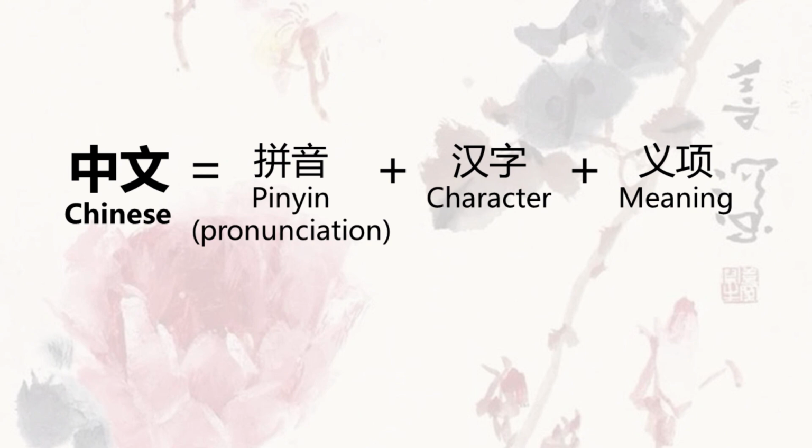So to learn Chinese, you will have to learn Pinyin, the pronunciation, which I'm just going to call Pinyin in the future, Chinese characters, and of course meaning. By combining these three things, you will be able to know how to pronounce and use a Chinese word or a Chinese character.